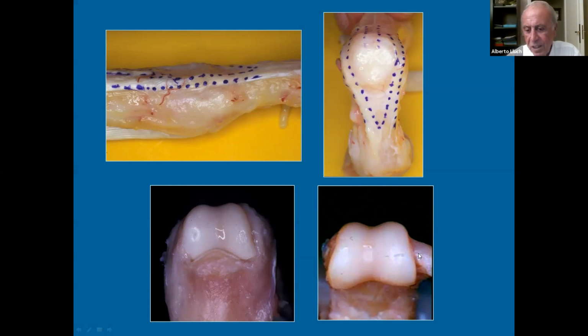The PIP joint is stabilized one by bone morphology and the other by the strength of the collateral ligaments. That's why we never see instabilities after injuries of the collateral ligaments, even complete ruptures. We'll never see an instability of the PIP joint. We may have stiffness, but no instabilities.